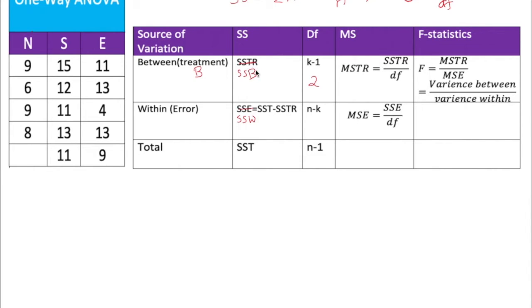So we need to find this one in order to find mean square treatment. And also we need to find the error, or within, in order to find the mean square error. And then finally we divide those two. This mean square treatment is going to be the variance between, and mean square error is going to be the variance within.